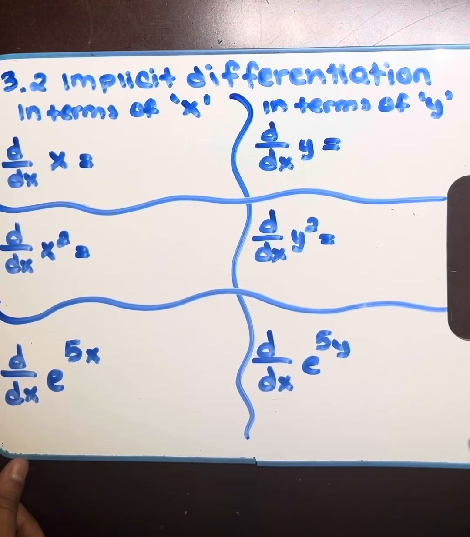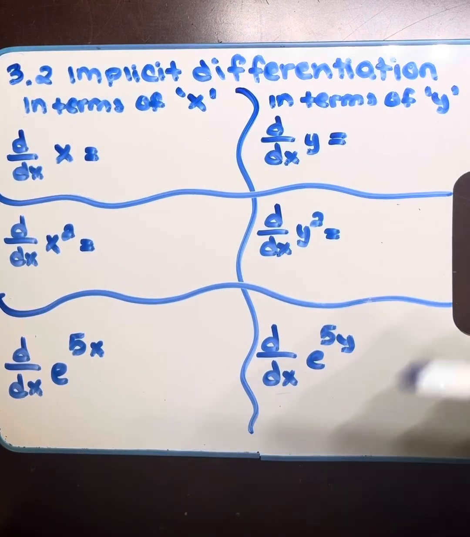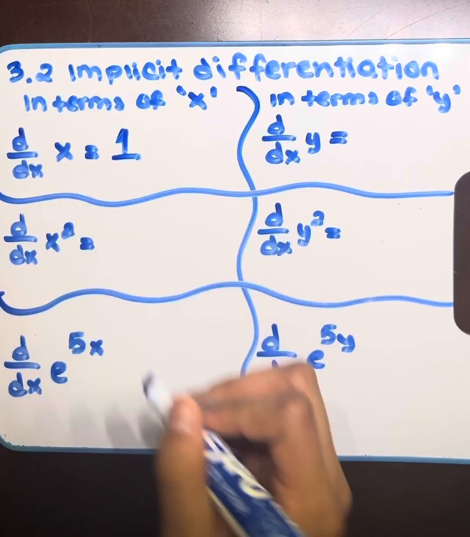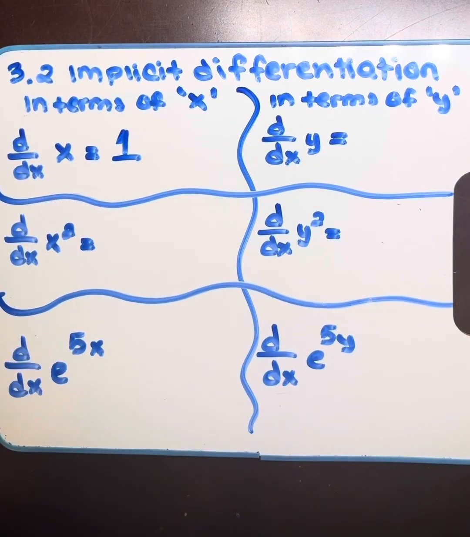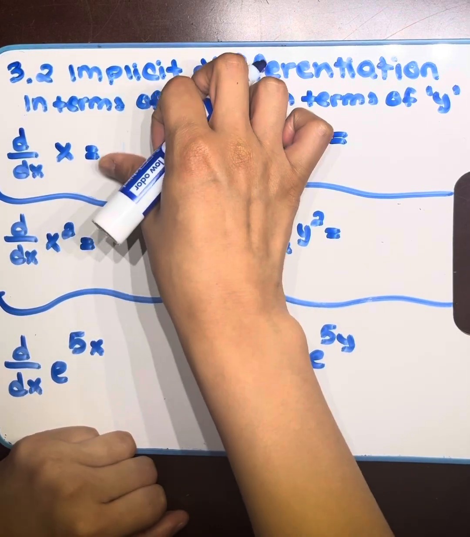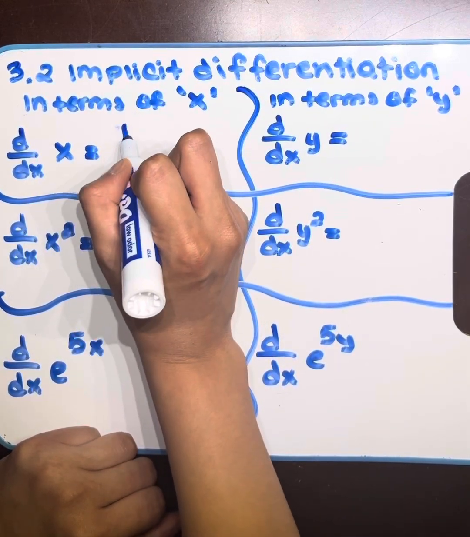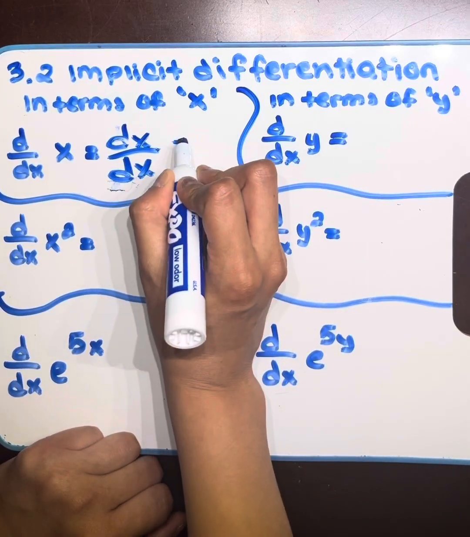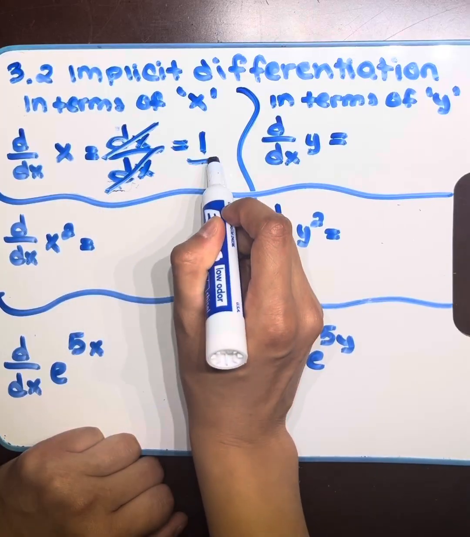Okay, so here we have in terms of x and in terms of y. Now, we all know that if we take a derivative of just x, we get 1. But why is that? It's because we've been skipping a step that is basically saying this is technically the same as dx over dx, which is just equal to 1, since dx over dx just cancels out and becomes 1.